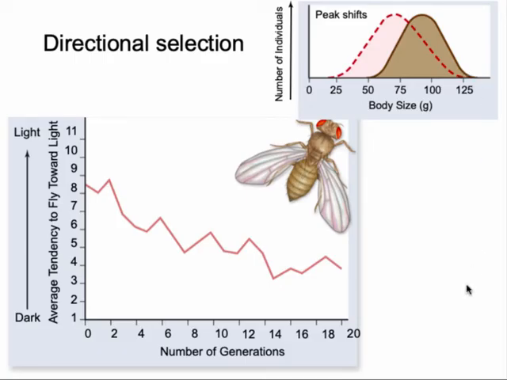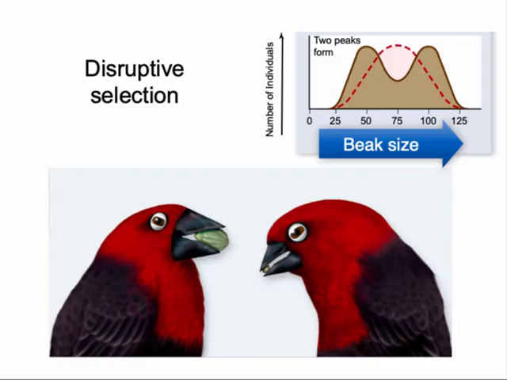For example, humans selected corn to have more kernels. So over time, the number of kernels in an average corn cob has gone from what it used to be, and now you have a higher number of kernels. An example of disruptive selection is what we see with the finches in the Galapagos.